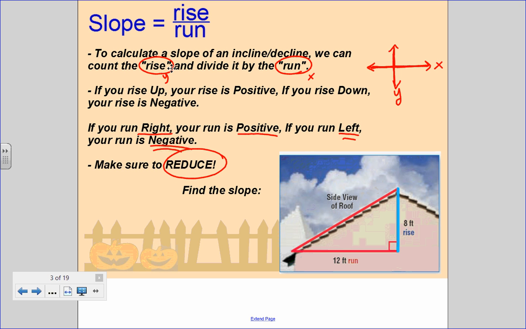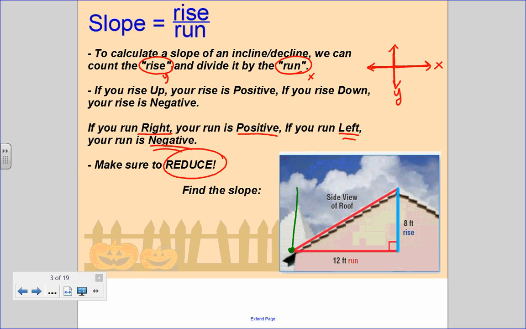All right, let's take a look at this roof. This is a side view of a roof, and let's find its slope. When you're calculating your slope, you're going to look for your rise and your run. So we should start at one point on that slope, anywhere really. Because we're given this triangle here, we're going to start at one of the endpoints of the roof triangle portion and count rise and run over to the other. I'm going to count the rise first.